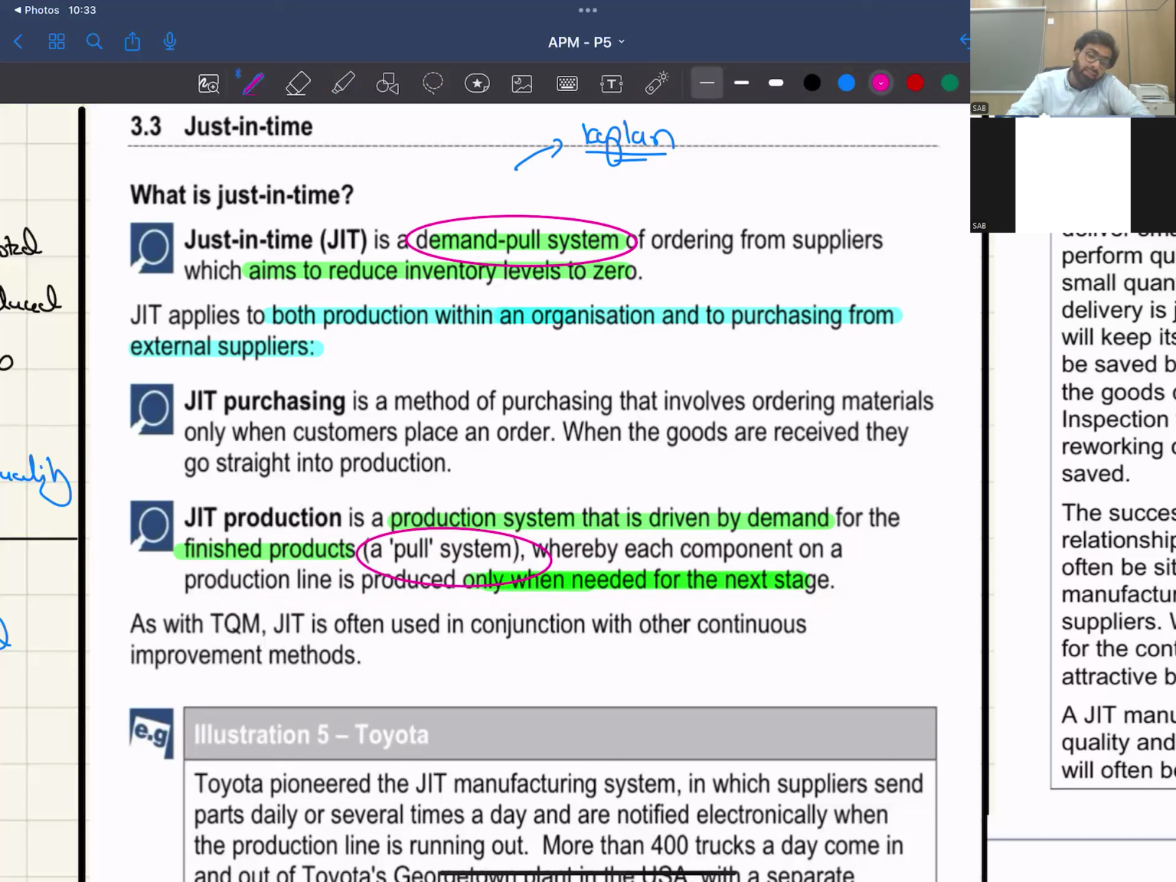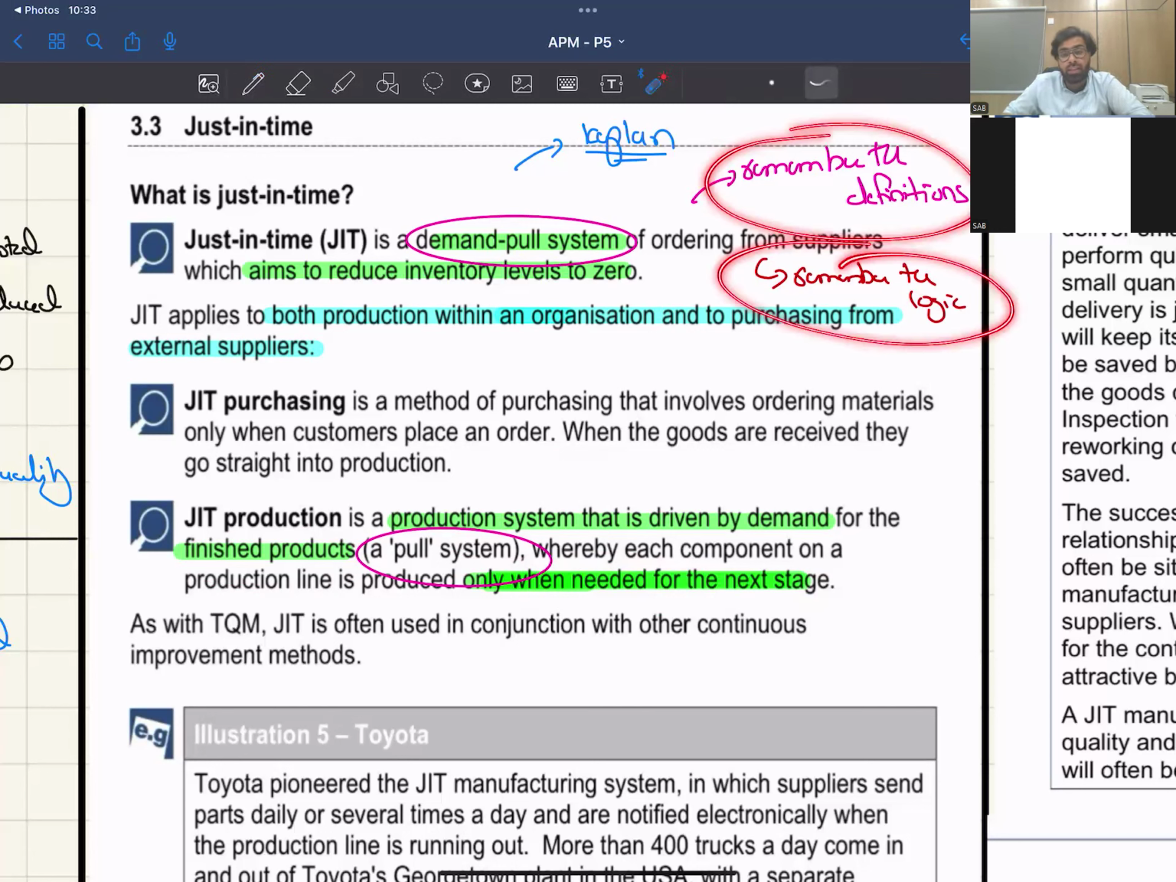Now, a student thinks that they have to remember the definitions. No, I won't suggest that. You don't have to remember the definitions. What we have to do is simple: you just remember the logic, not the definitions.